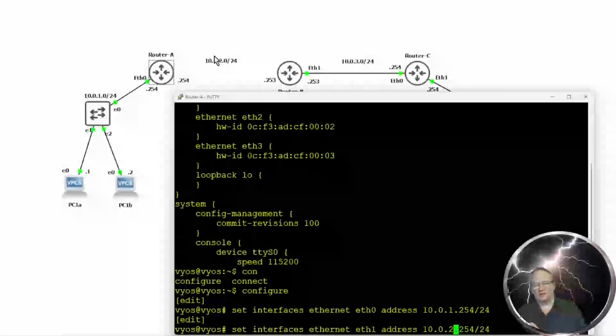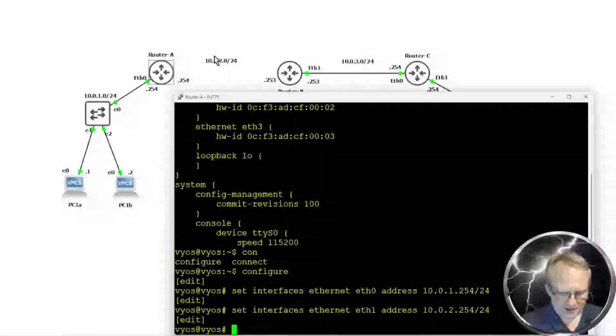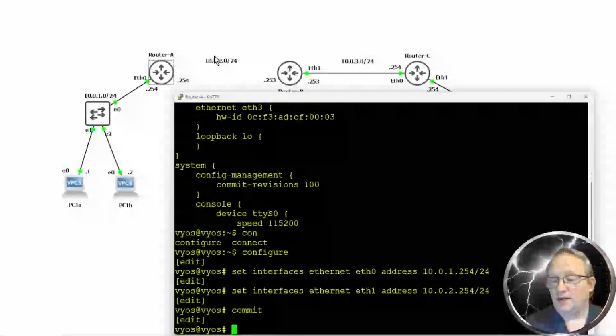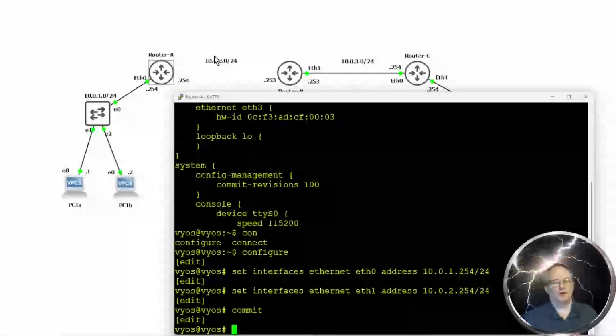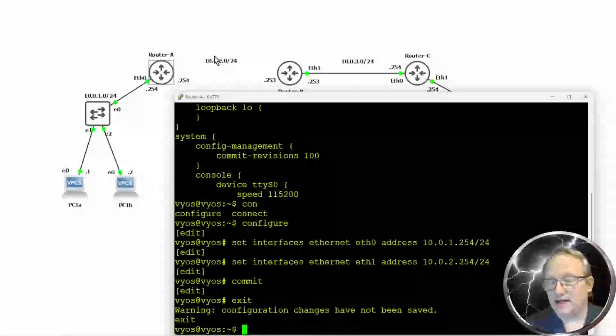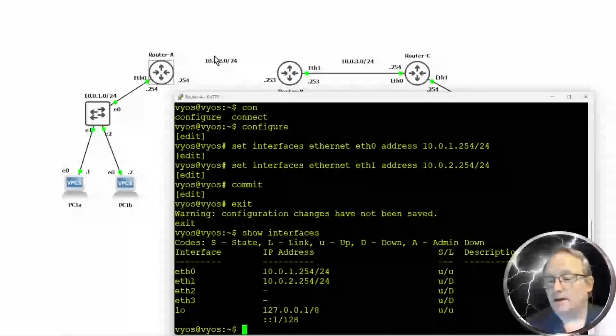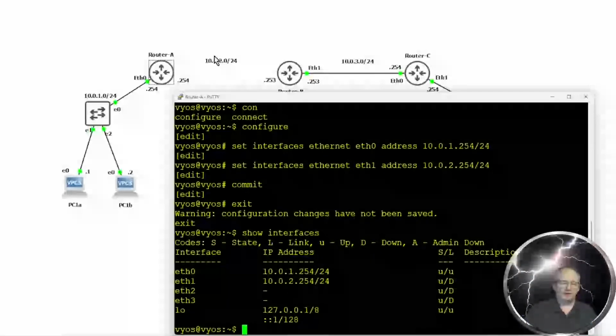Now, remember that routers need an IP address for each interface. So when I set these interfaces, then what's going to happen is it's going to take this and put it into its routing table. So let me go ahead and commit the change. And normally I would save the commit afterwards, but I'm not going to save anything in this lab. I'm going to exit out of it. And then I'm going to do a show interfaces. And I can see that Ethernet 0 and Ethernet 1 are connected.